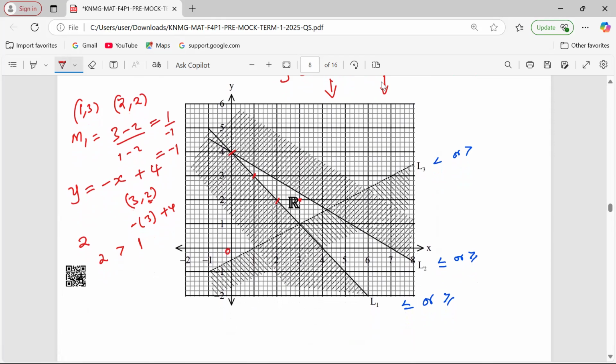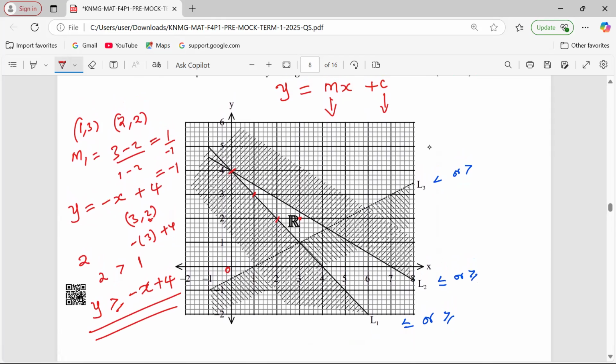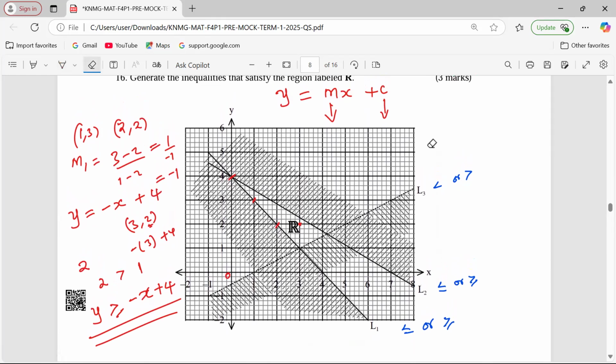So for L1, we shall talk about y greater than or equal to -x plus 4. This is the first inequality. That is the first inequality.